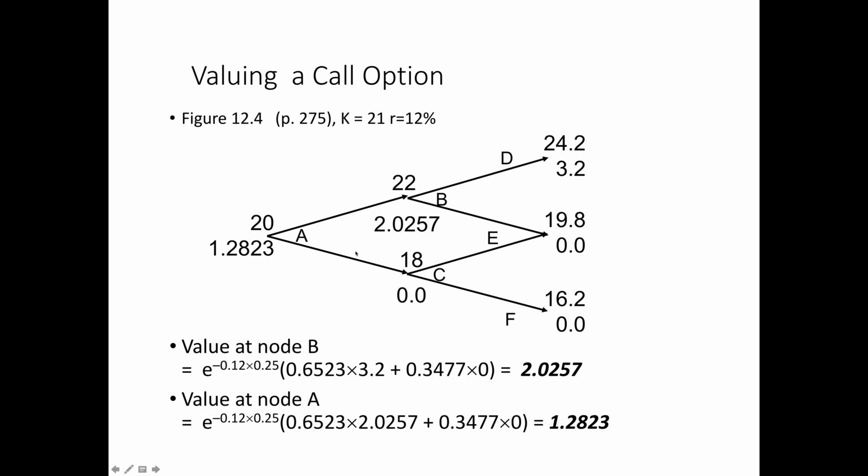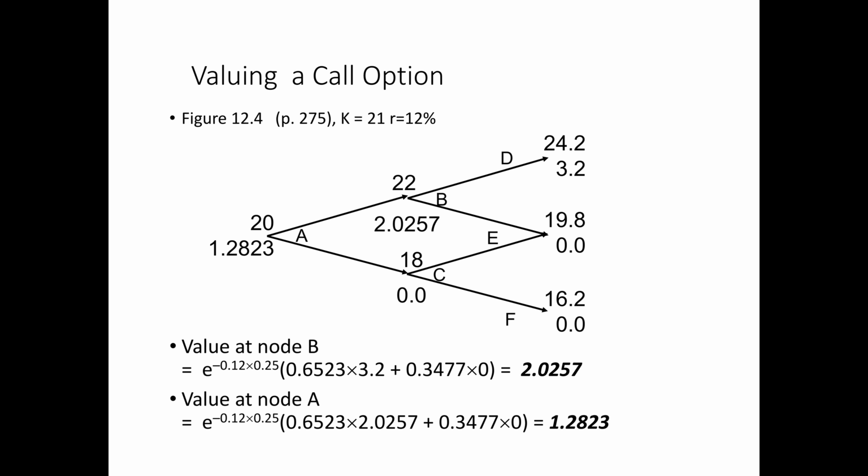Now let's look at the value of the call if the stock goes down. If the stock goes down to 18, then the value at that state is out of the money. Both are 0, so it will be 0. Now you have the interim results of B and C. Now let's calculate the node A, which is the current value of that stock. 2 steps, right? The value at A is the probability of up times 2.0257 plus probability of down times 0, discounted back by 12% for 3 months, which equals 1.2823. That is the value of the call today.